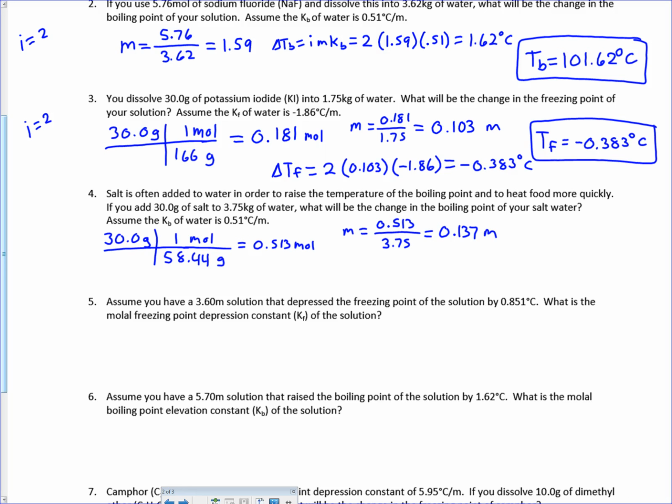Then, next step here, we're going to say change in boiling temperature is going to equal i times the molality times your boiling point constant, which equals 2 times 0.137 times 0.51, and we get for that 0.140 degrees Celsius. Normal boiling point for water is 100, so our final boiling temperature is going to equal 100, and then it changed by 0.140, so 100.140 degrees Celsius.